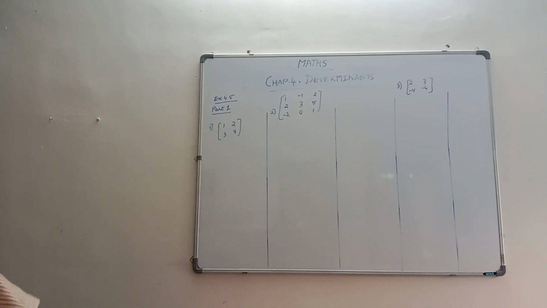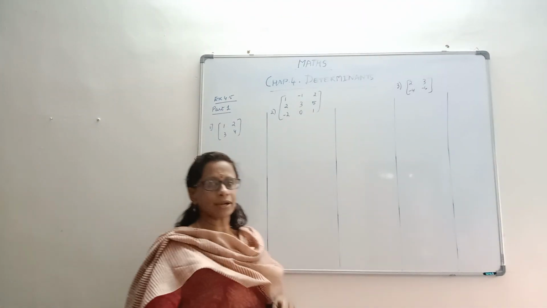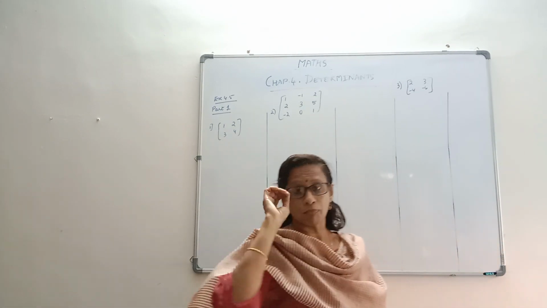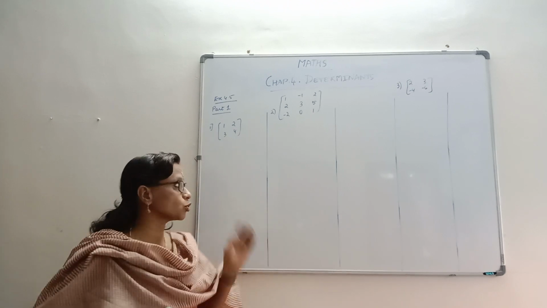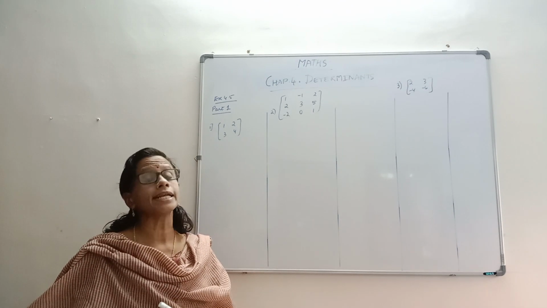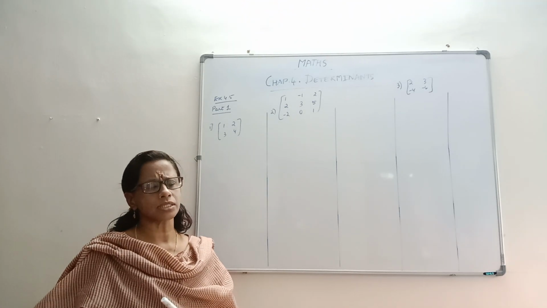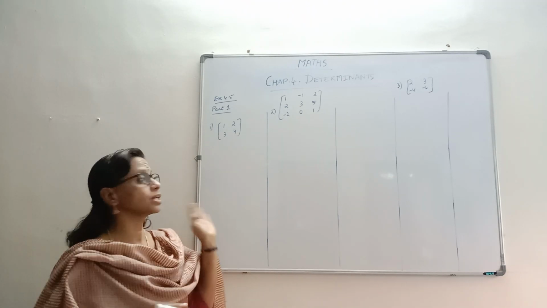Hello folks, after exercise 4.4 we are back with exercise 4.5, and this is going to be the part 1 video. Some very important concepts are to be covered in this part. What we are going to do is something called the adjoint. Adjoint means it's a matrix that is associated with a given matrix.